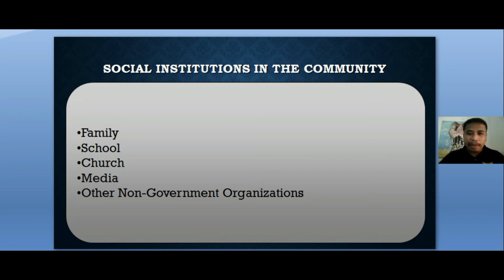We have the family, the cradle of human personality; the school, where education takes place; the church, which will teach religious or spiritual beliefs that will somehow prevent a person from the commission of a crime; the media, which can influence the behavior of a person; and other non-government organizations. So these institutions are crucial in crime prevention inside the community. If the family is well managed, and the school, church, media, and other non-government organizations are well managed, there is a big possibility that the crime rate in the community will decrease.